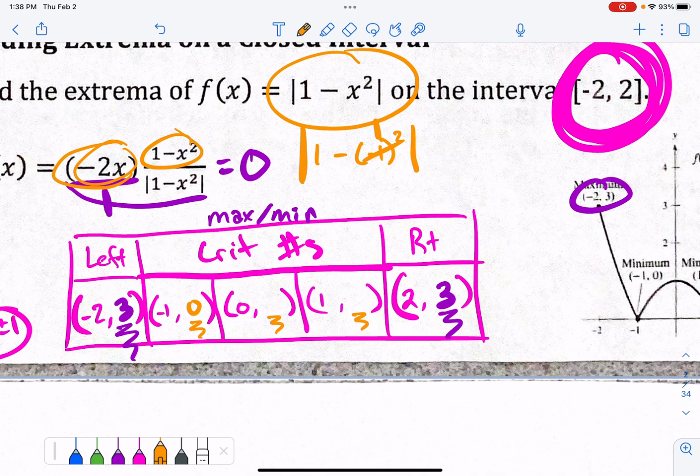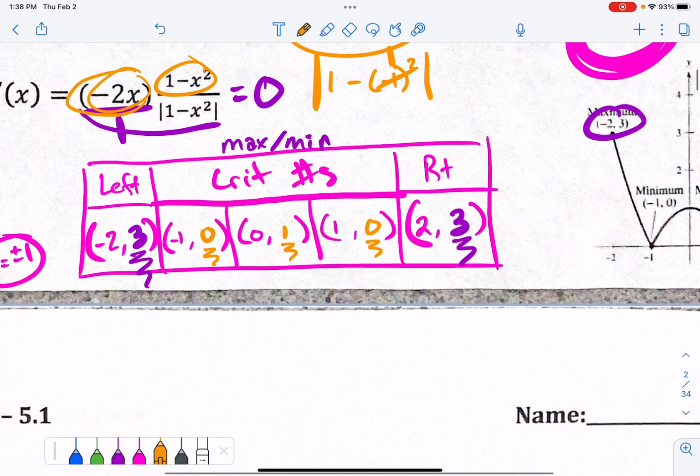Emma's cheating. Is Emma cheating and looking at the graph? No, I'm solving it. You are literally plugging them in. So if I plug 0 in, I get 1. And if you plug 1 in, that's going to be 0 again.